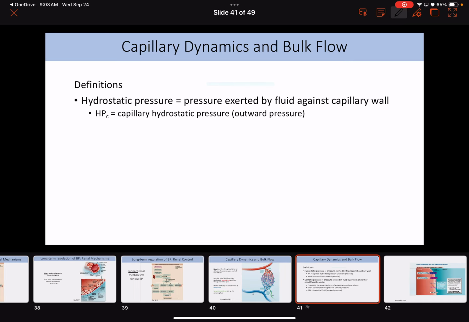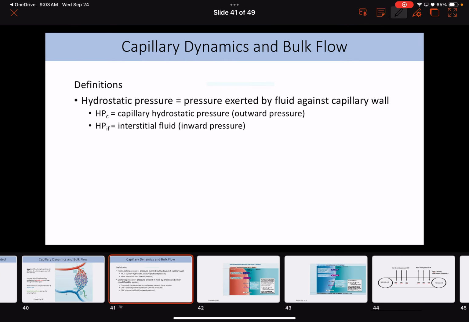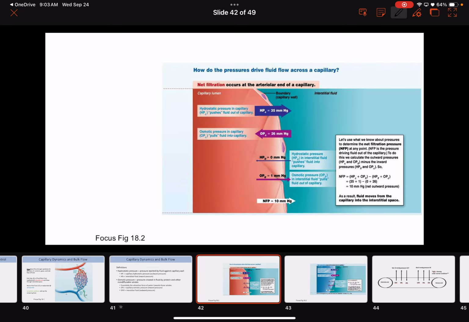So we have hydrostatic pressure of the capillary. This is going to be how much pressure is being exerted from inside the capillary outward from blood flow. This is an outward pressure. Let me show you a picture so this can make a little bit more sense. Hydrostatic pressure of the capillary is, as blood is flowing through this capillary, how much pressure is being exerted against the wall. It's going to be pretty high on the arterial side because we have a higher pressure there, but how much is blood pressure pushing up against the walls?